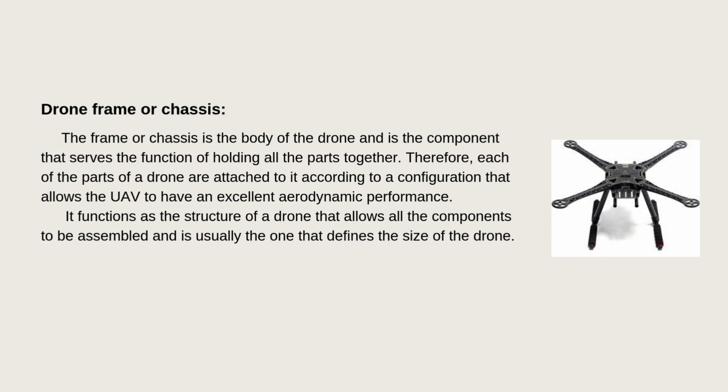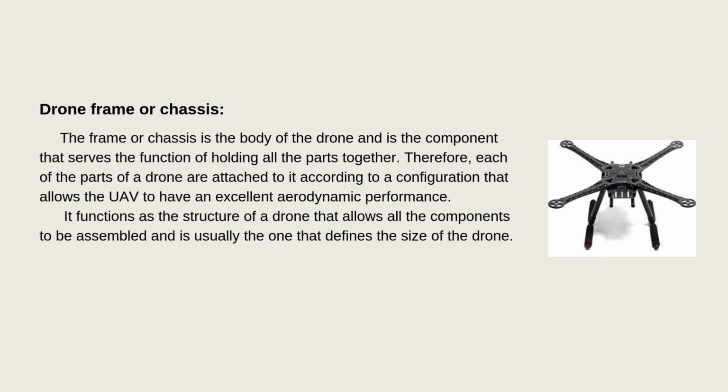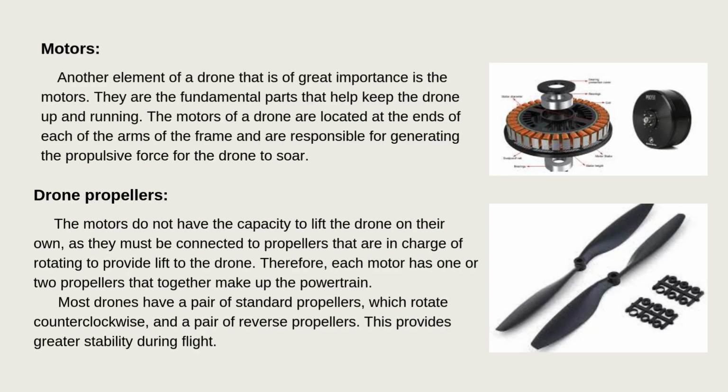Drone components. Drone frame or chassis. The frame or chassis is the body of the drone and is the component that serves the function of holding all the parts together. Therefore, each of the parts of a drone are attached to it according to a configuration that allows the UAV to have an excellent aerodynamic performance. It functions as the structure of a drone that allows all the components to be assembled and is usually the one that defines the size of the drone.